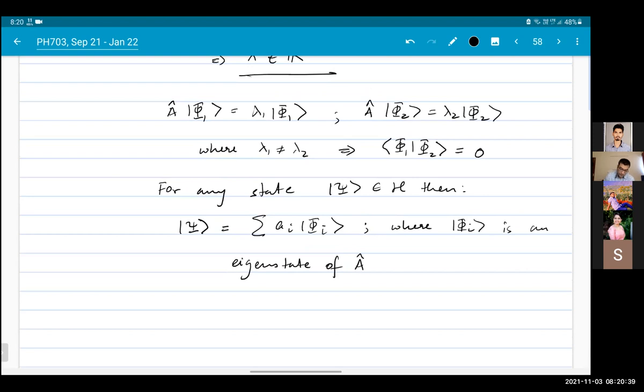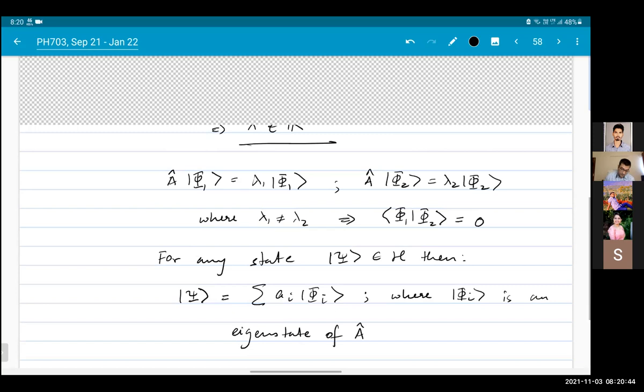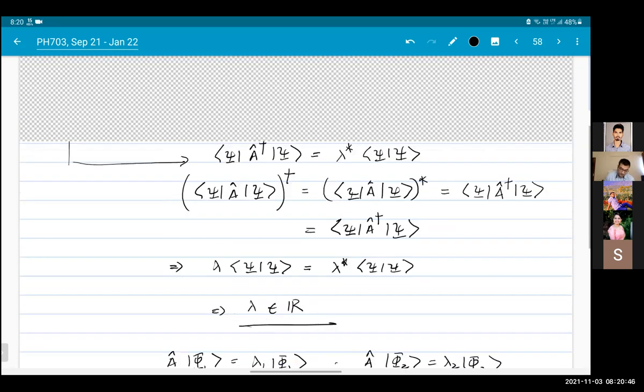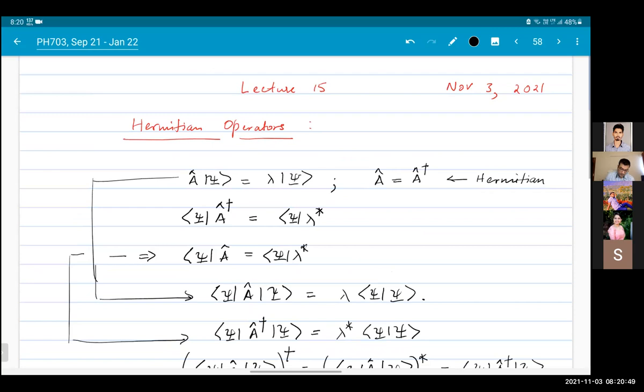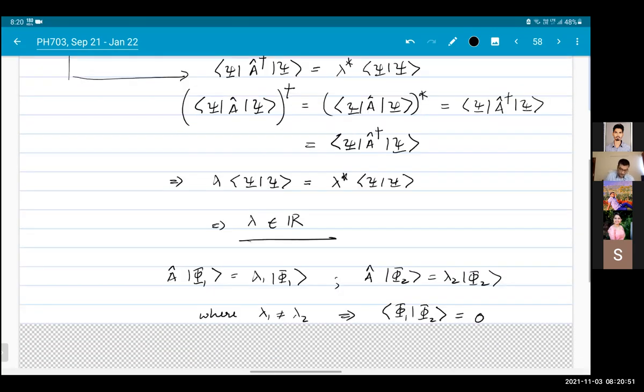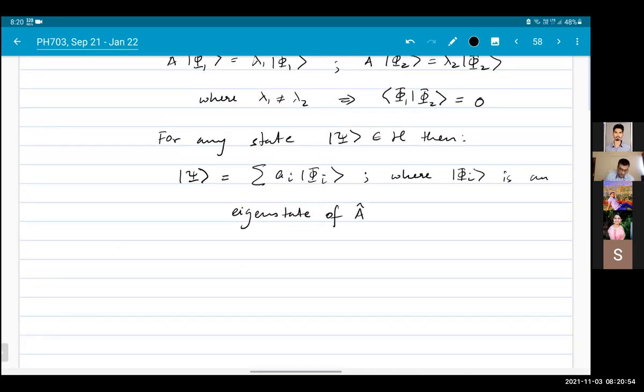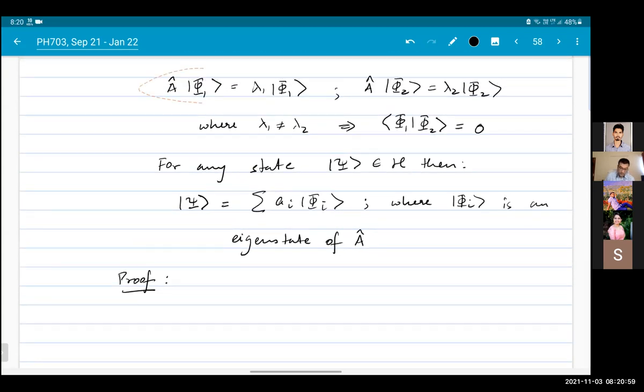Right. So the proof of the first part is as follows. So we have the statement that phi one and phi two are both eigenstates of A, right?